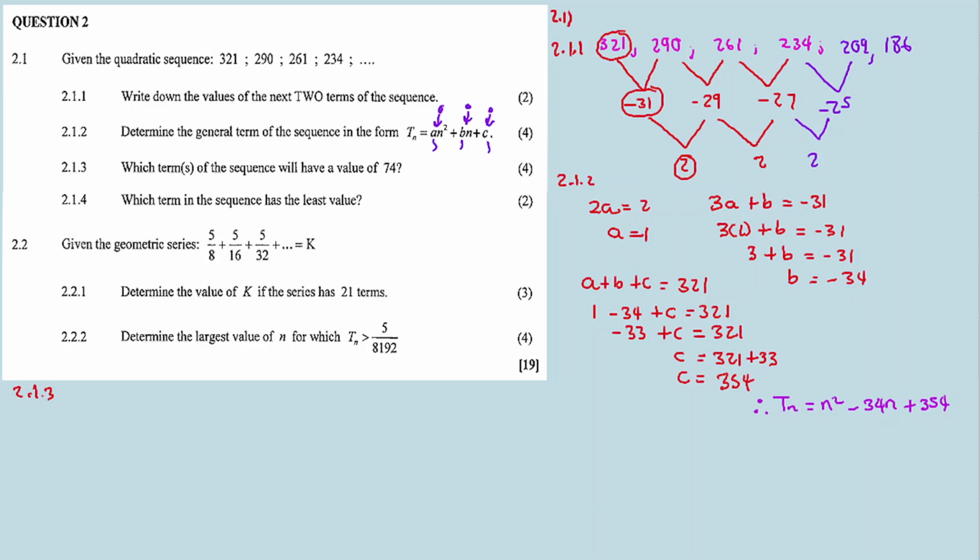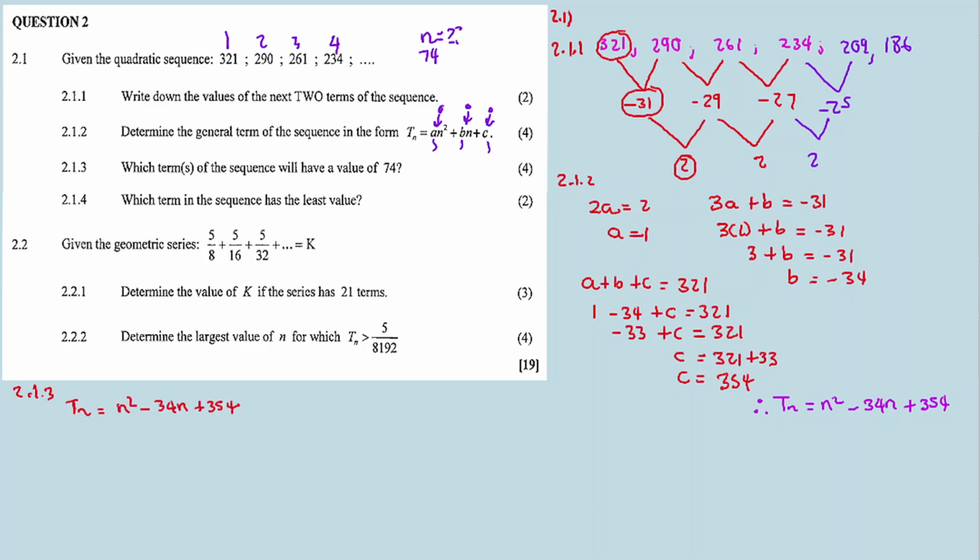Okay, so siyabona ukuthi term number 1 une value ka 321, term number 2 uno 290, term number 3 uno 261, term number 4 the value here is 234. We want to know ukuthi u74 u-term number bani. We want to find the term that has a value of 74. So sifuna calculate i-value ka n in this case.